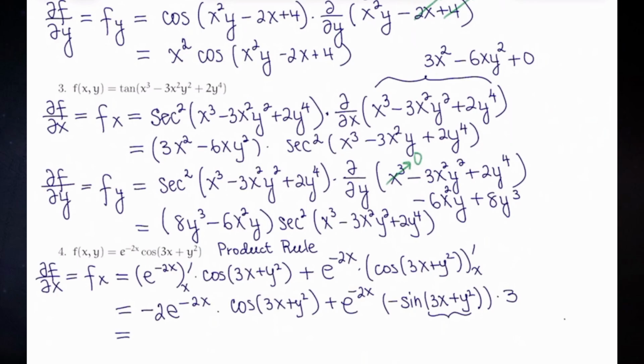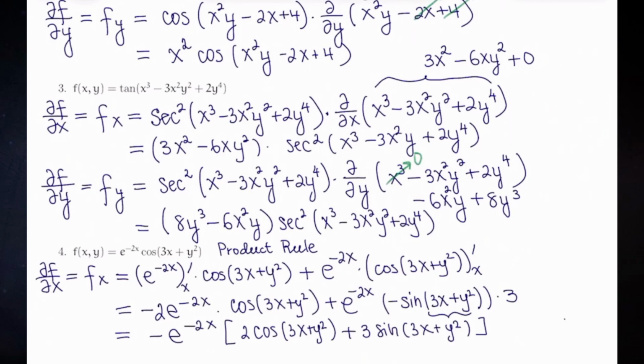I can clean this up a little bit, so I could factor out negative e to the negative 2x. And what do I get inside? This is going to be 2 cosine of 3x plus y squared plus 3 sine of 3x plus y squared. So that's our first partial with respect to x.